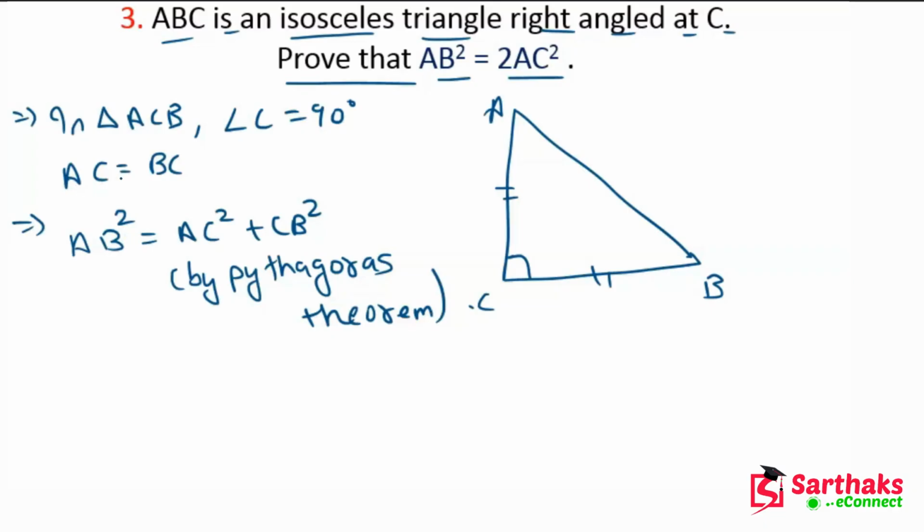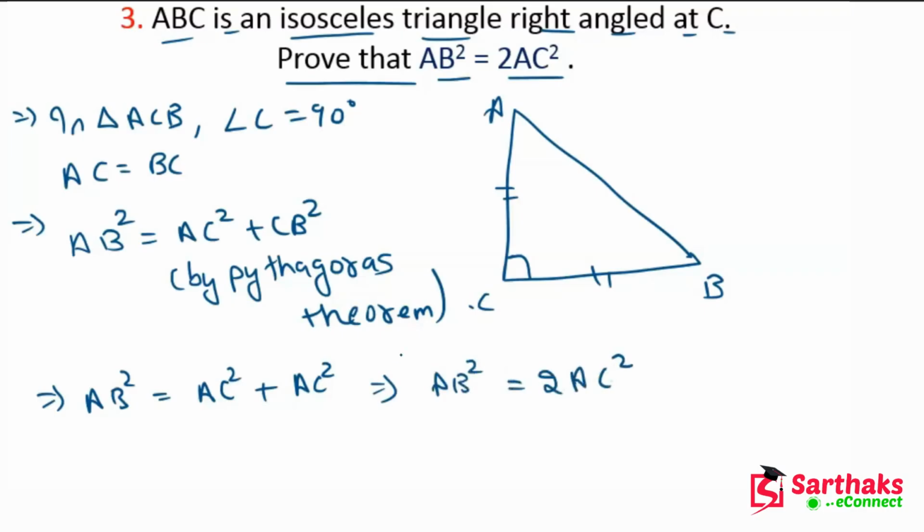Now we know that AC is equal to BC, so we can write easily AB square is equal to AC square plus, in the place of CB we can write AC, so it will become AC square, and we have AB square is equal to twice of AC square. This is what we want, and hence proved. Very easy question. Now let's move on.